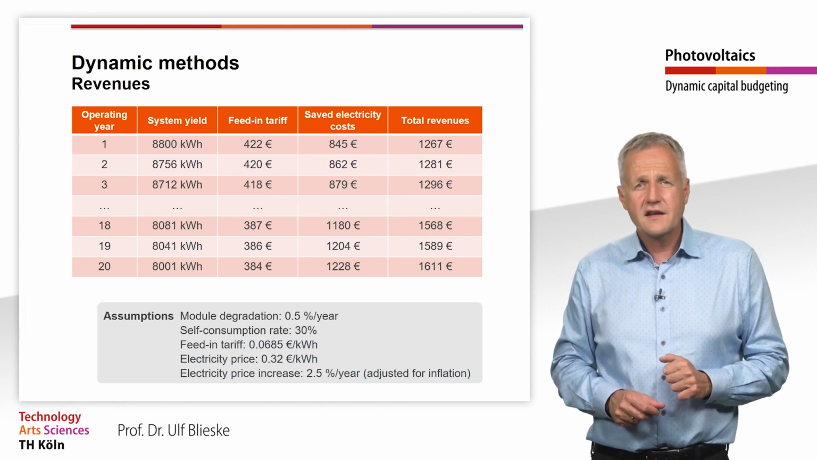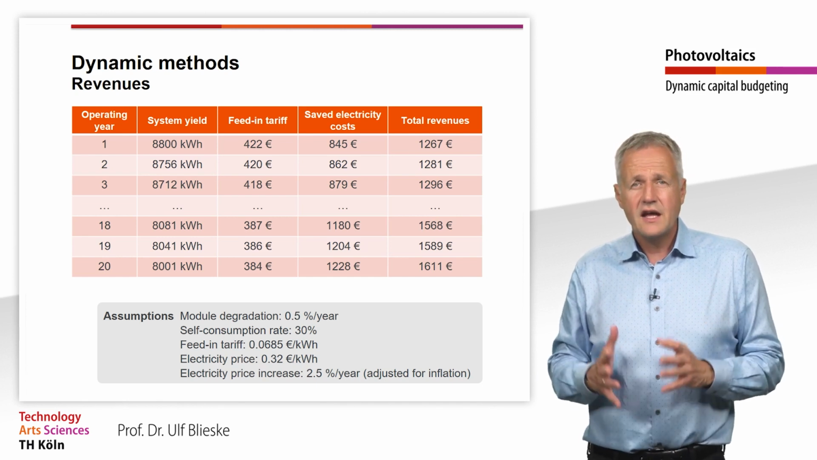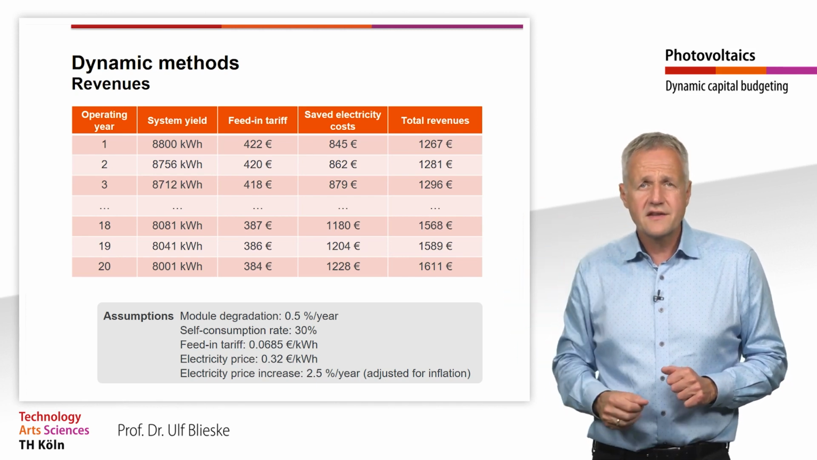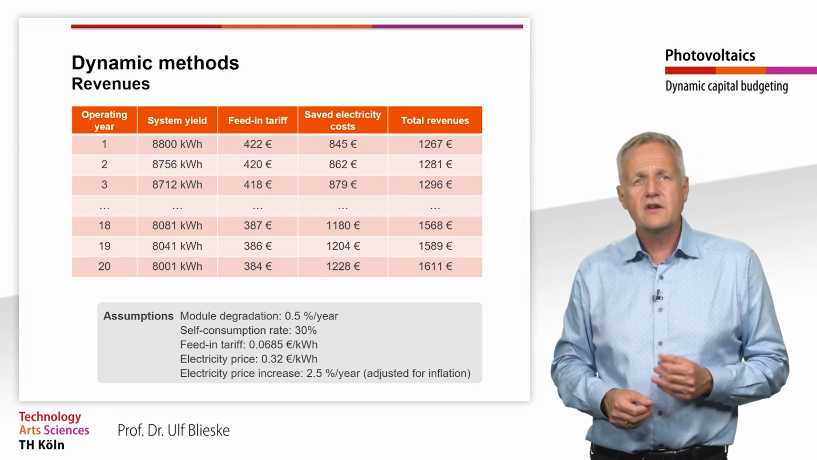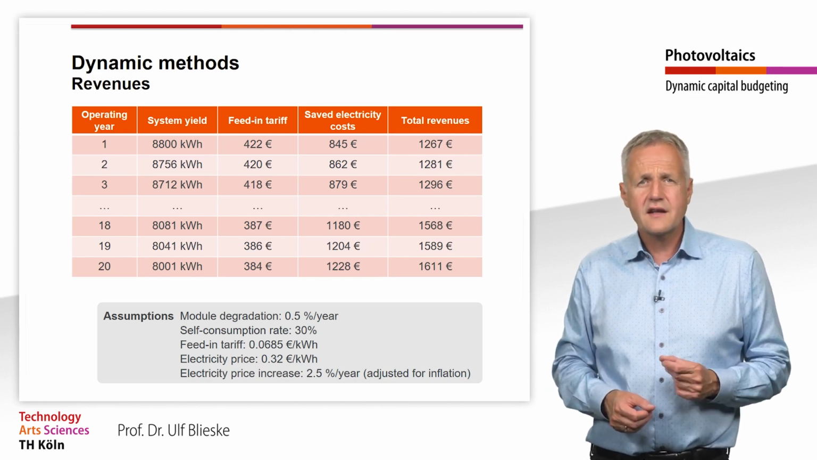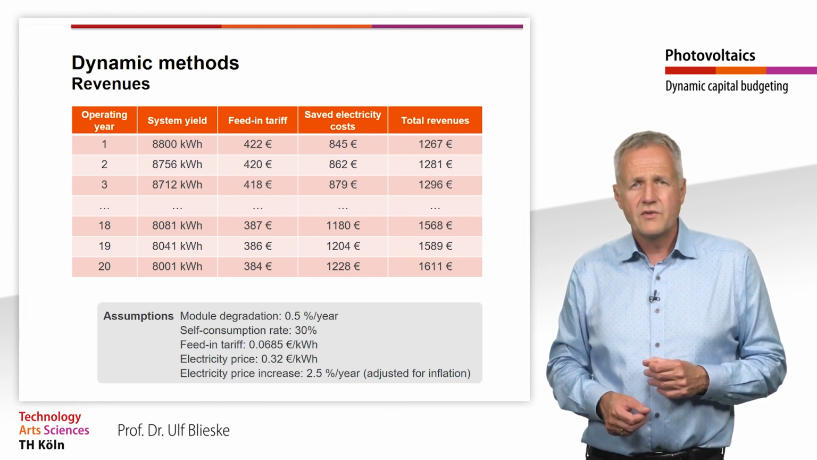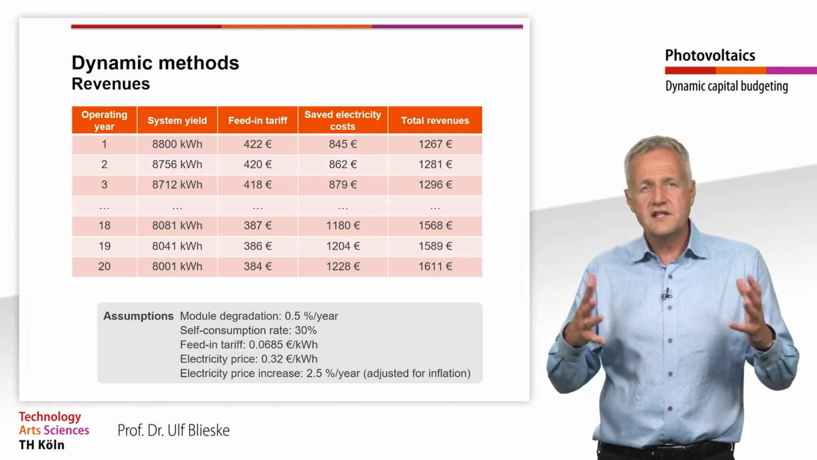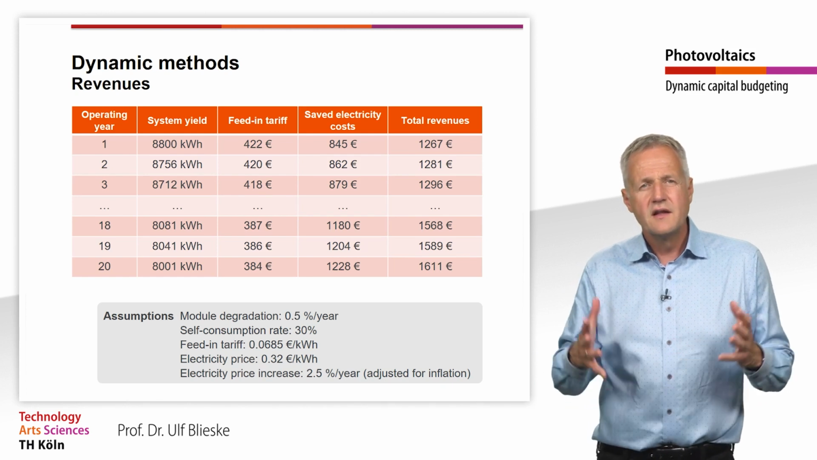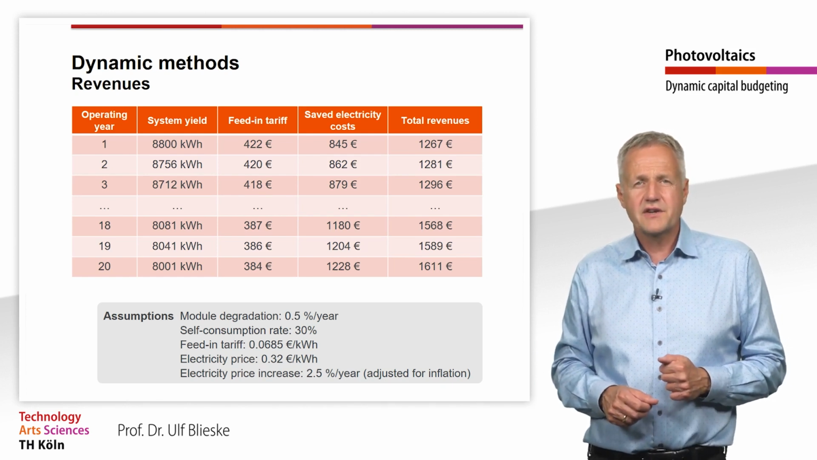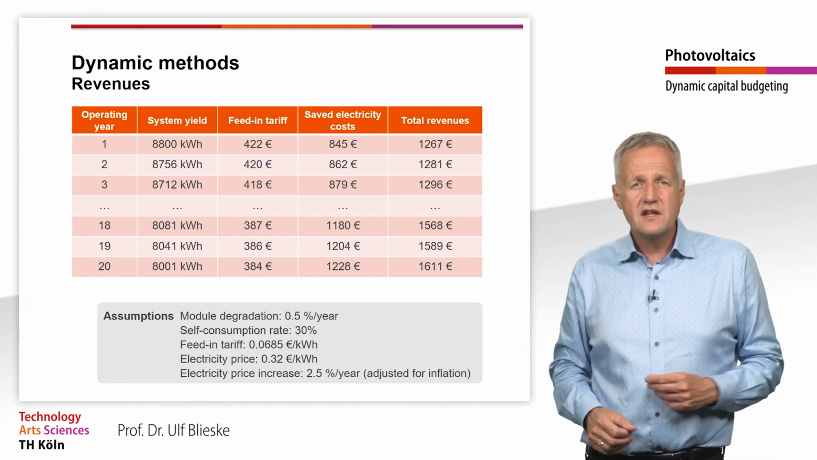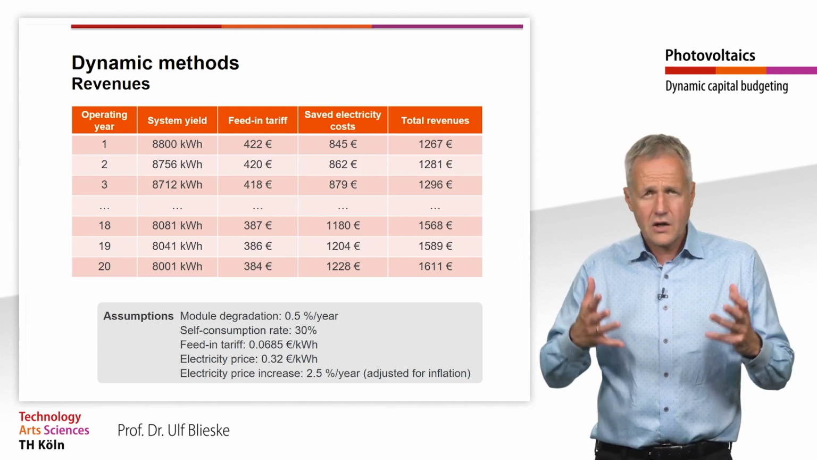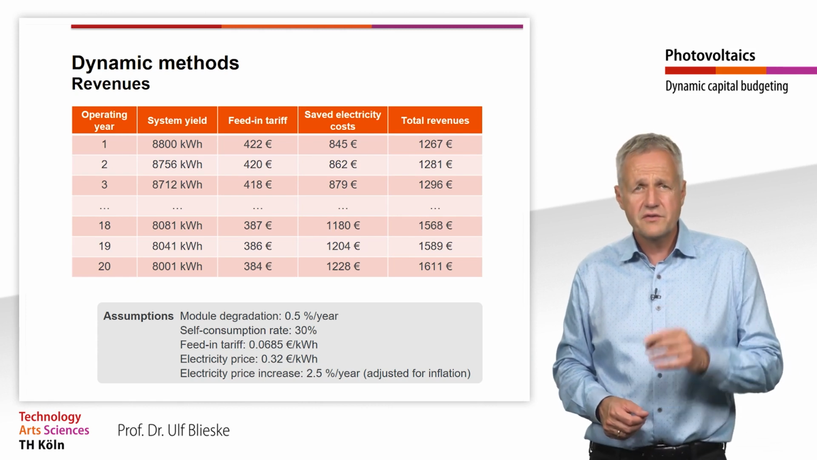By considering the income and expenses for each year individually, effects such as a power degradation of the PV system or rising electricity prices can also be taken into account in the calculation of the income. Let's take another look at the example PV plant, which we also considered in the calculation of the payback period. For this plant we calculated a yield of 8,800 kilowatt hours. If we now assume an average annual power degradation of 0.5%, however, the yield will drop to just under 8,000 kilowatt hours over the course of 20 years. Accordingly, the income from the feed-in tariff also decreases.